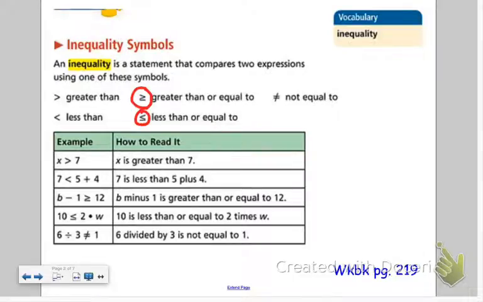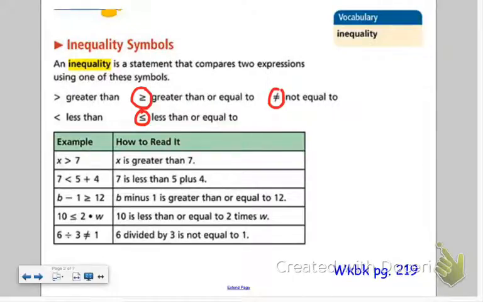Less than or equal to. And then it could also be not equal to. You could have an equal sign with a slash going through it. So take a look at the examples on page 219. X is greater than 7. So whatever x is, it's greater than 7. It might be 8, it could be 9, it could be 1,000. We just know x is greater than 7.